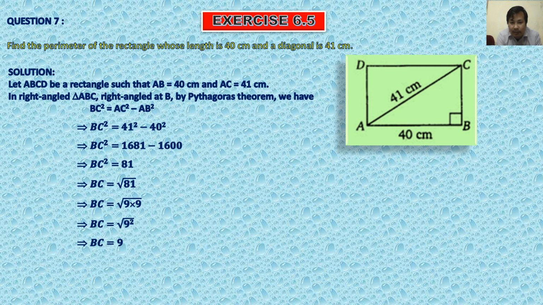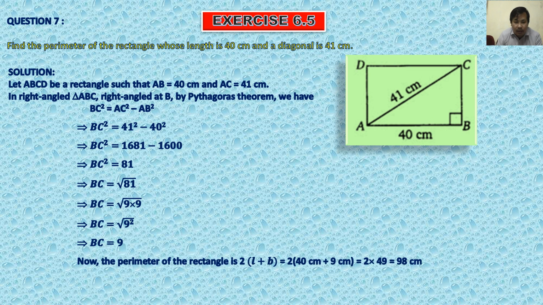Now we can find out the perimeter. The perimeter of the rectangle is 2 times L plus B, that is 2 into 40 centimeter plus 9 centimeter, that is 2 into 49, that is 98 centimeter. So the perimeter is 98 centimeter, isn't it? So this is the answer of question number 7. And with this, let us go to the next question, question number 8.